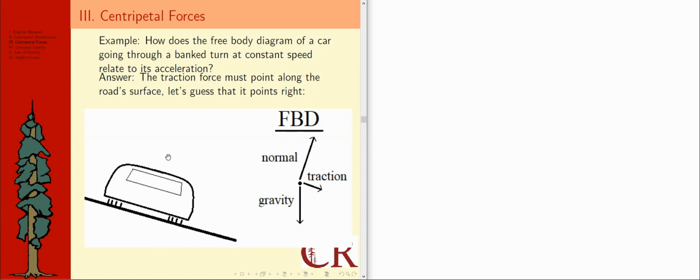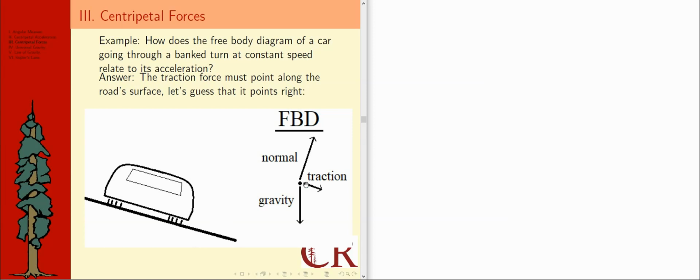If this car were just parked here, the static friction force would have to point the opposite direction. It would point up the incline to prevent the car from sliding down, which is what would occur if there were no friction. But we're talking about a car going through a turn, and unless the car is going really, really slow, most likely if there were no friction, like if this were really slick ice, the car would start to slide out of the turn towards the outside as a result of that lack of traction.